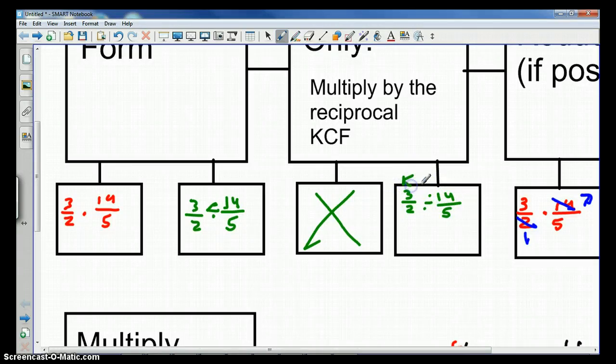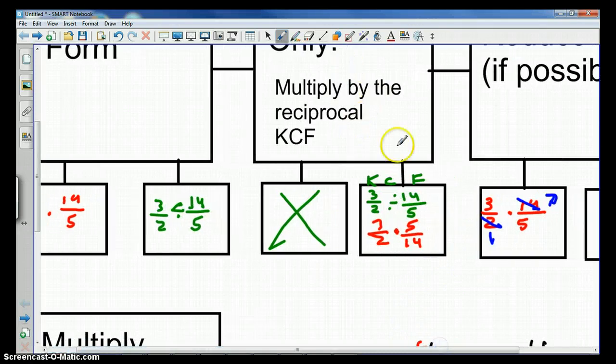That's the reason that KCF works. Keep, change, flip. We keep the first one exactly how it is, 3/2. We change the multiplication, and then we flip or take the reciprocal of this second fraction. It would be 5/14. So we have 3/2 times 5/14.